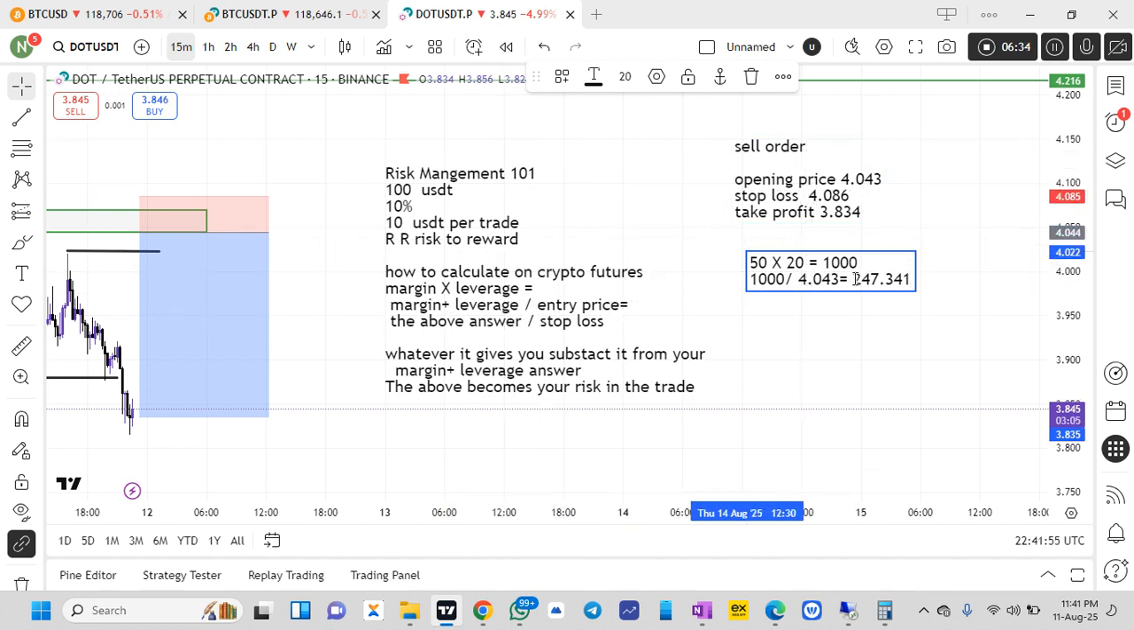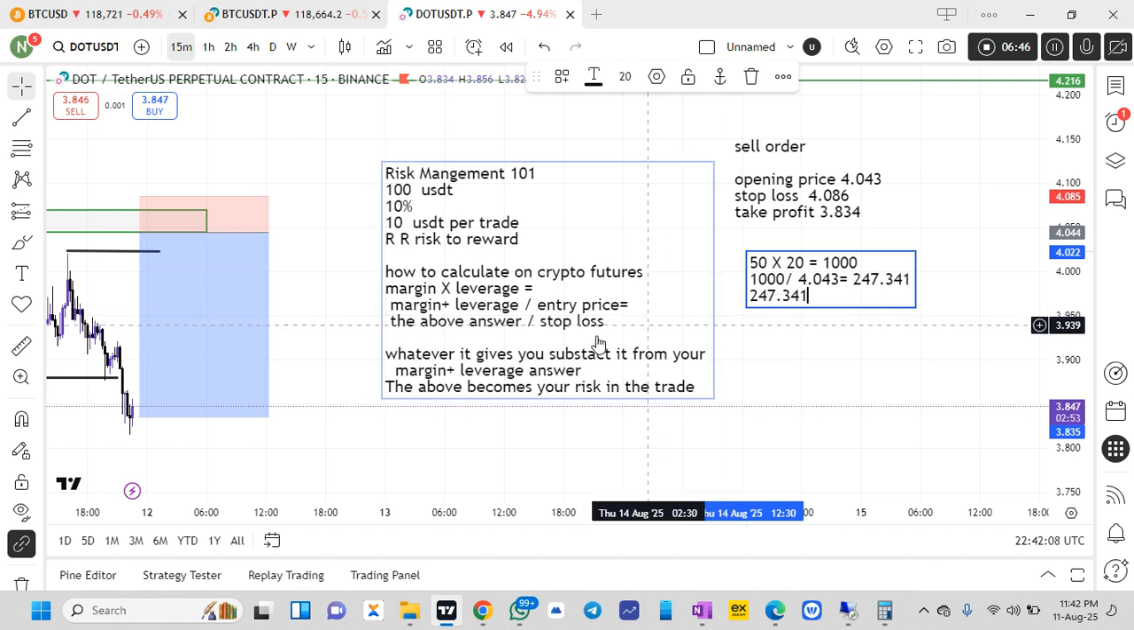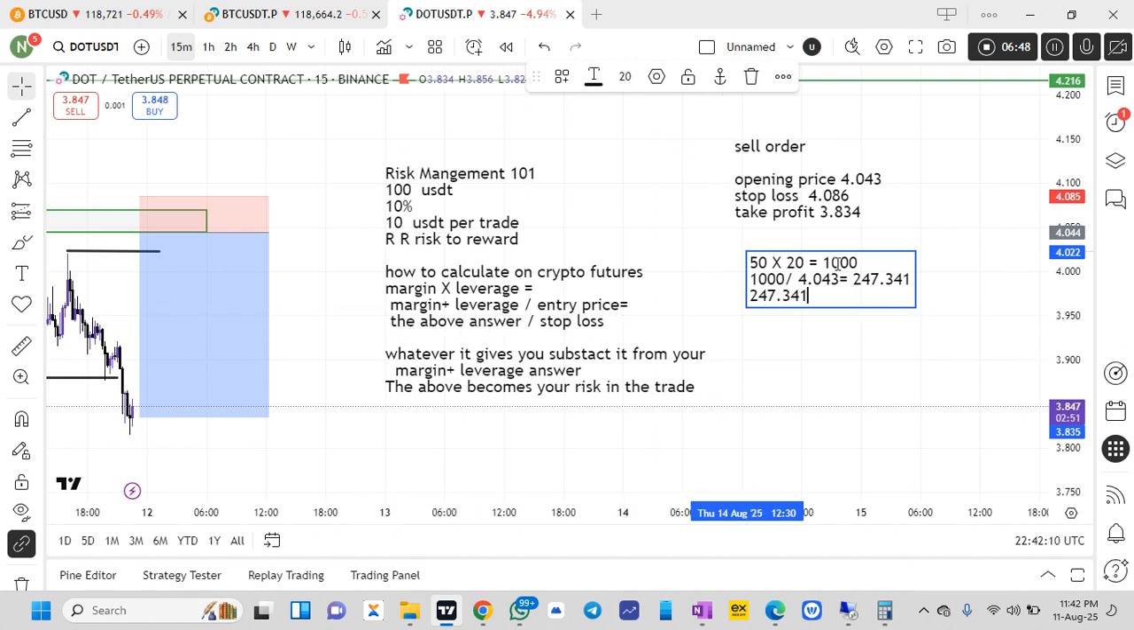247.341. How do you arrive at this 247.341? It is this 1,000, which is our margin multiplied by our leverage, and we divided it by our opening price. It gave us 247.341.